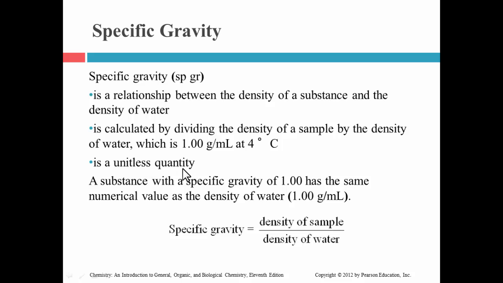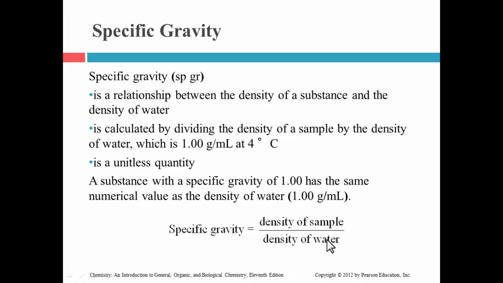This is because the density units of the sample are canceled by the density units of water, leaving specific gravity to be a number without units. A substance with a specific gravity of 1.00 has the same numerical value as the density of water. So specific gravity is simply the density of the sample divided by the density of water.